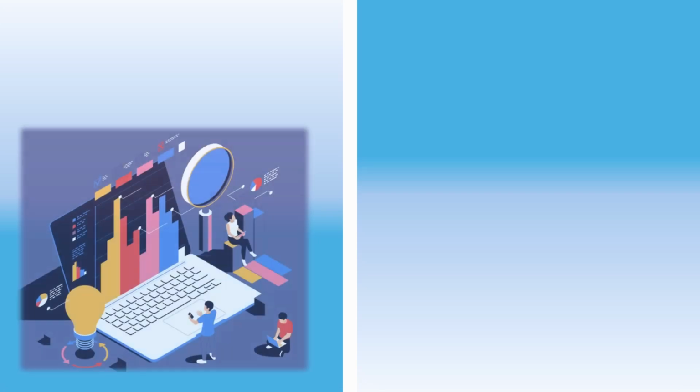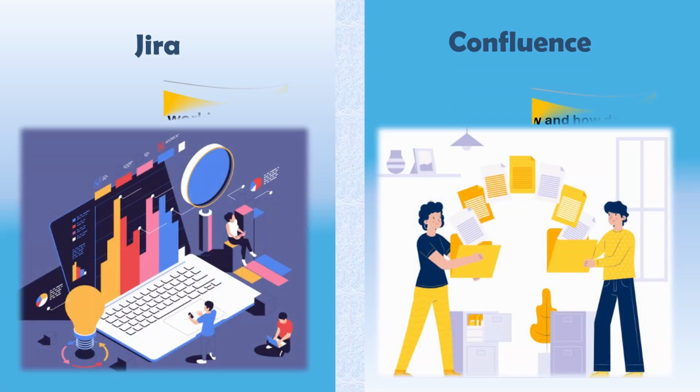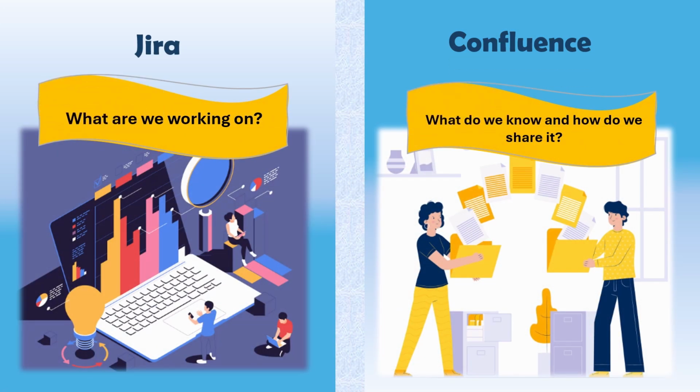Before we go deeper, let's understand how Confluence differs from Jira. Jira is primarily used for tracking work, that is your tasks, bugs, development progress. Confluence, on the other hand, is used for document knowledge, including your project documentation, the meeting notes, maybe SOPs, and collaboration content. So think of it this way, that Jira answers what are we working on, and on the other hand, Confluence answers what do we know and how do we share it. So they work best together. Jira tracks execution while Confluence captures the knowledge.